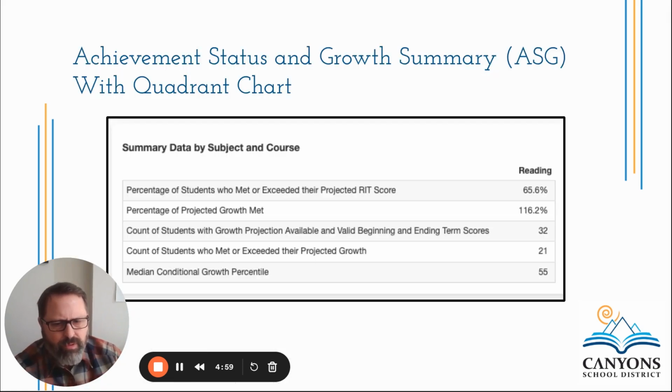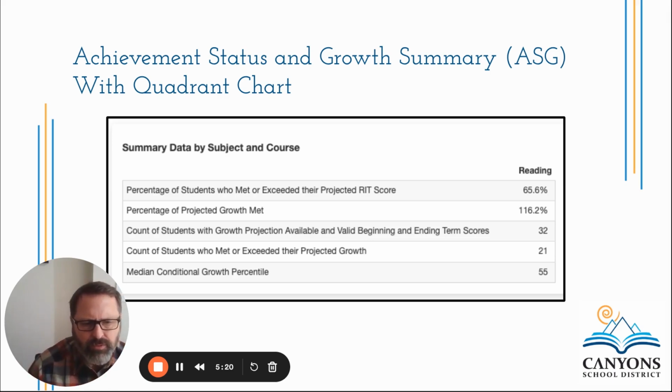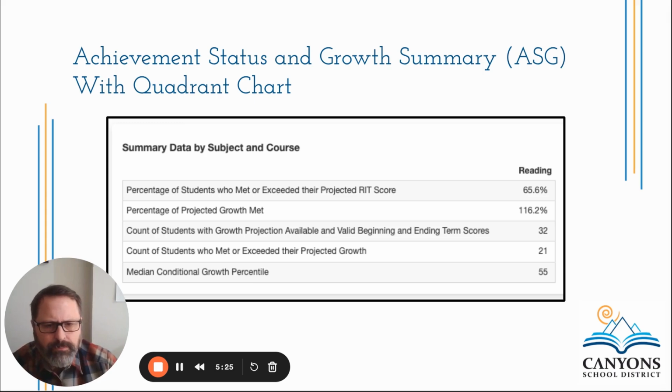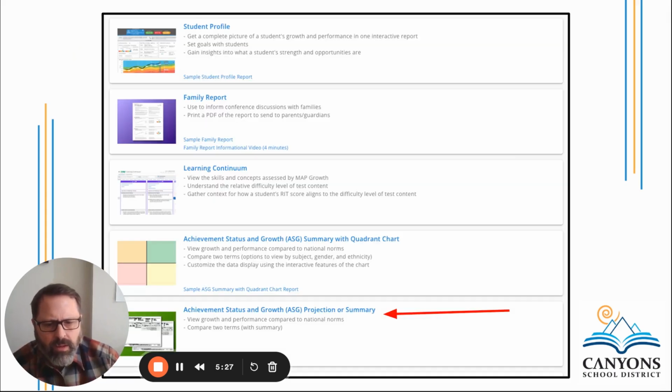When we look in even further, on this page you're going to see summary data by subject and course. And so here we basically have the percentage of students who met or exceeded the projected RIT score. In this class, 65.6 percent did. Then the count of students who met or exceeded projected growth, and then the median conditional growth percentile. So it gives me an overview of what's going on. Again, this was in the Achievement Status and Growth Projection Summary page.